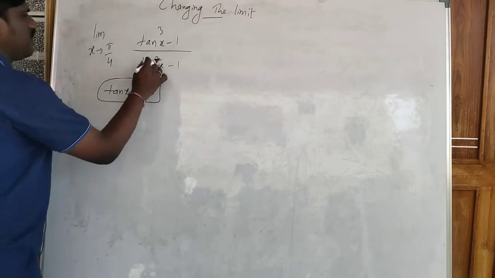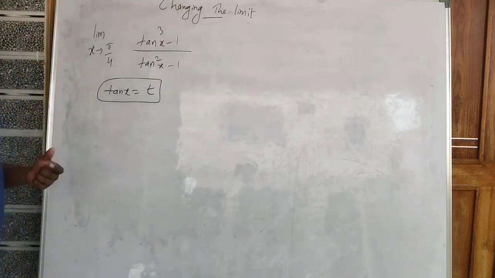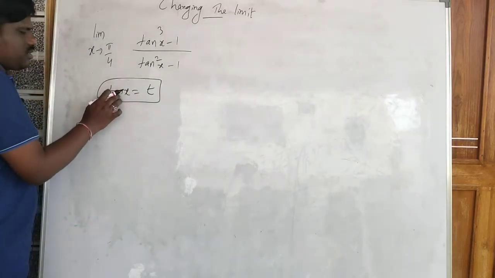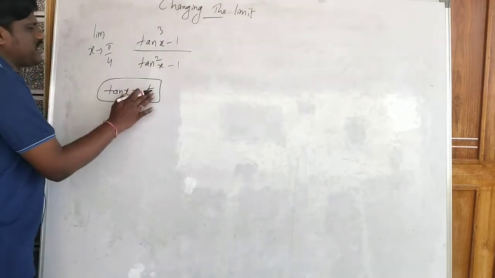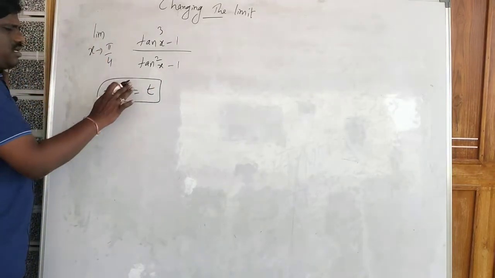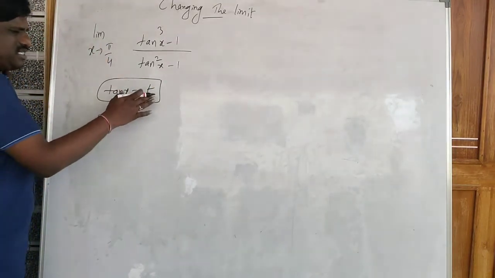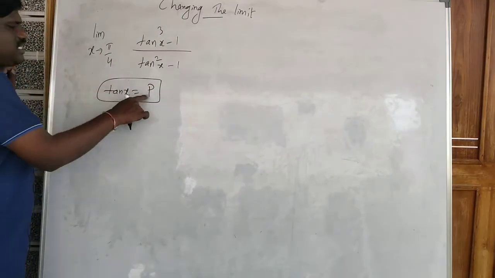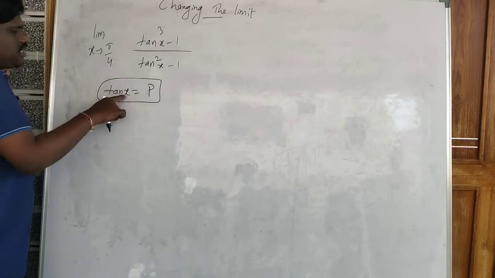means I am changing the limit here. I don't want to use the a cube minus b cube formula right now. The reason is, I'll tell you later. So tan x is equal to, I am taking something t. Anything you can take, t, p, something. Okay, let us take p. If tan x is p, then where is x tending to?